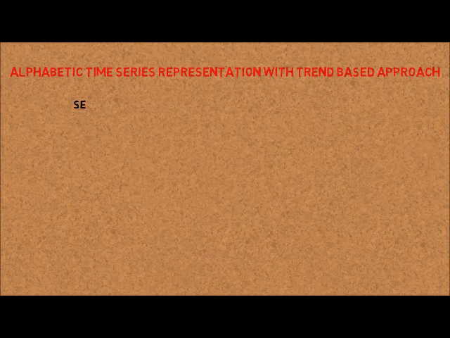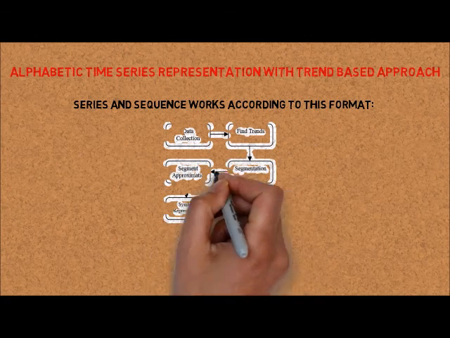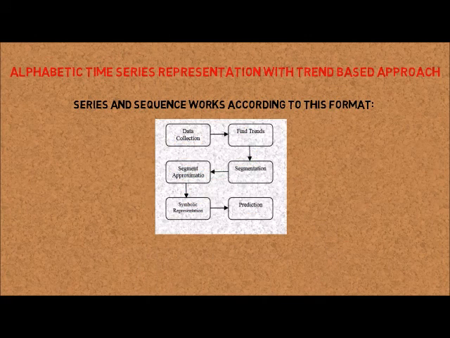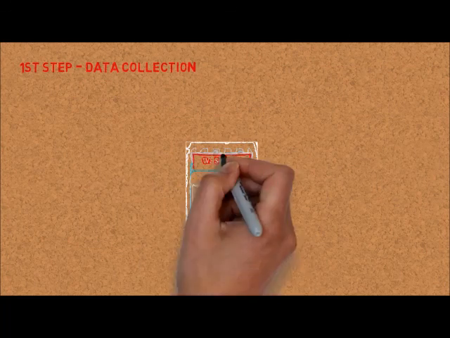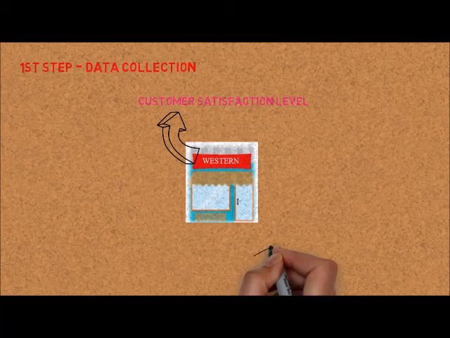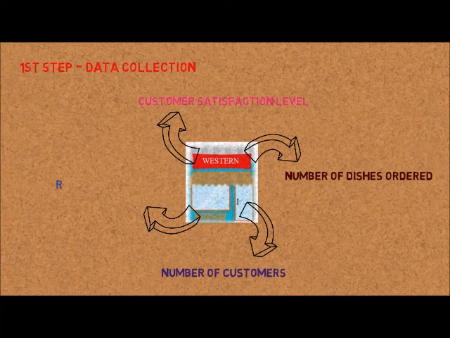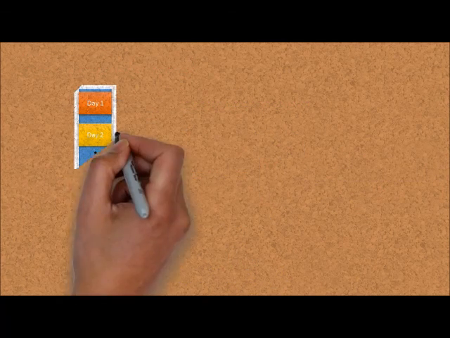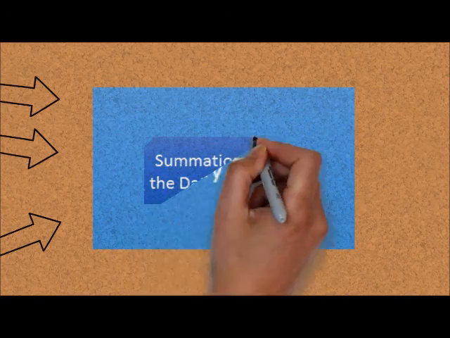In our article, we were given this diagram, which shows us how series and sequence is done on a trend-based, data mining approach. We will use the food industry as our example to show how the diagram would relate in predicting the top-selling dish using alphabetic time series representation with trend-based approach. Step 1. Data collection is done on a particular restaurant. We will gather data based on their menu, dishes ordered, number of customers and customer satisfaction level. We will take the data for each day till the end of the year. We then get the summation of all the data gathered.